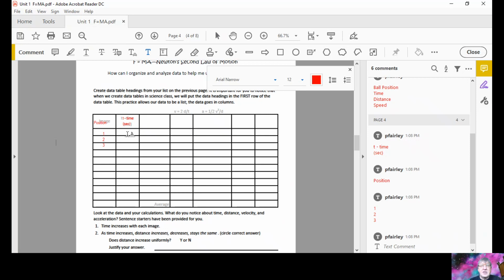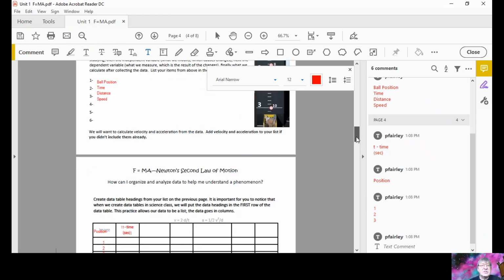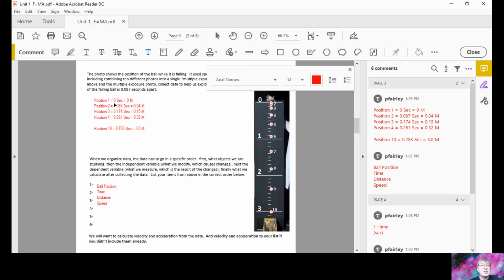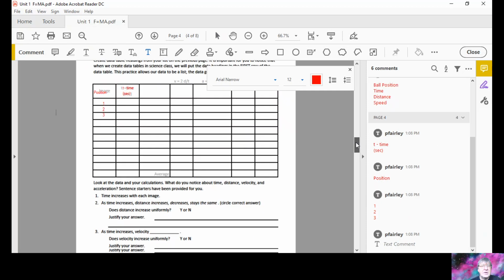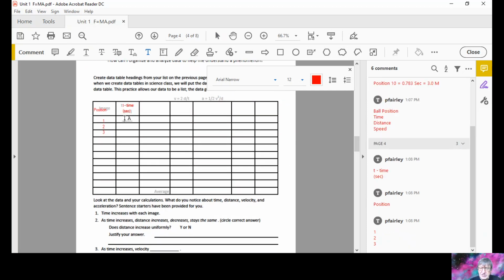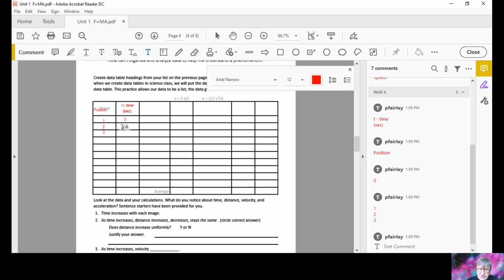So at position 1, as I recall, it was 0 seconds, wasn't it? Because it was just before we dropped it, or at the very moment that we let go. And then every time after that, we just add 0.087 to whatever we did before. So position 1 was 0 seconds. Position 2, 0.087 seconds. Now I'm going to take this number and add the same number to itself, 0.087, and that's going to give me 0.174.